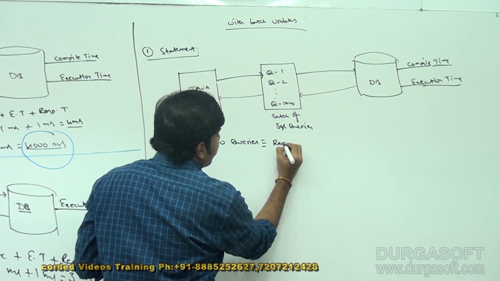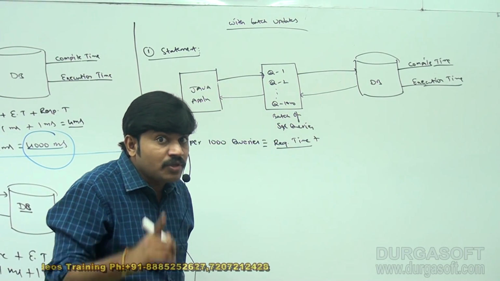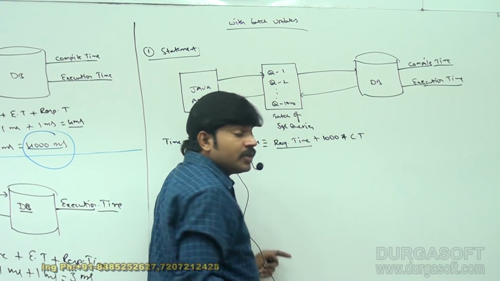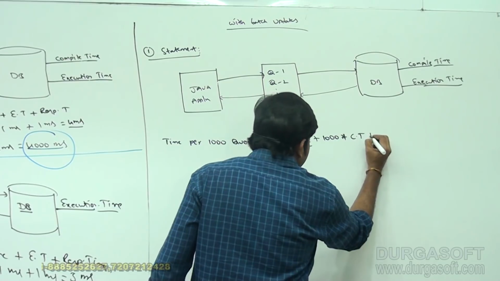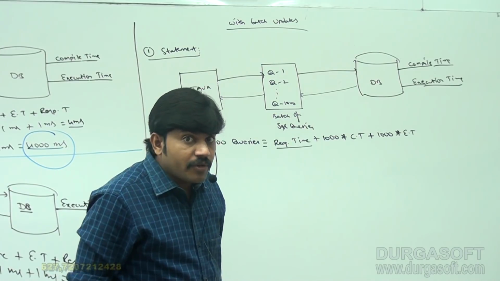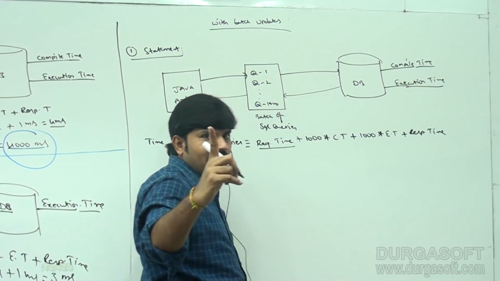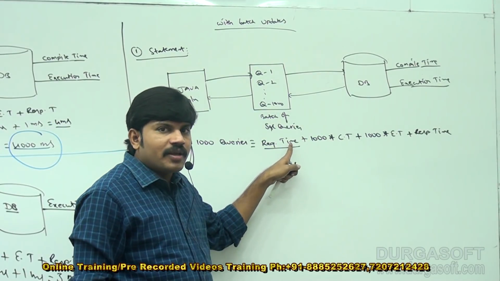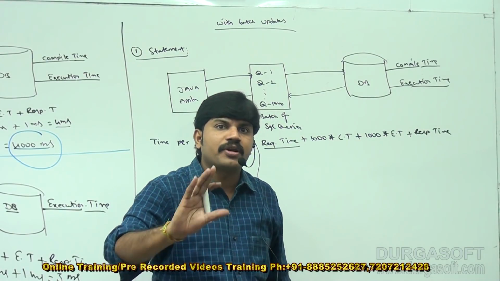Here, request time, because only one time we are going to communicate. Only one time. Next, 1000 into compile time, because every query is required to compile, so 1000. Next, plus 1000 into execution time, because 1000 queries are required to execute, plus response time. But how many times are we going to get a response? Only once. That's why I'm not using response 1000 times. Remember that. How many times are we required to request? Only one. How many times will we get a response? Only one. Even though you executed 1000 queries.